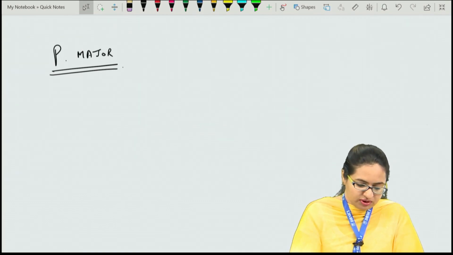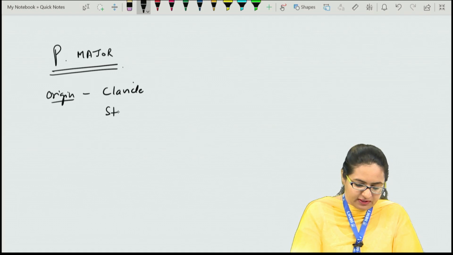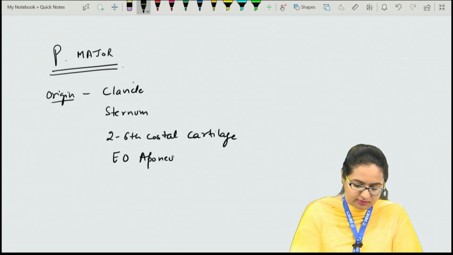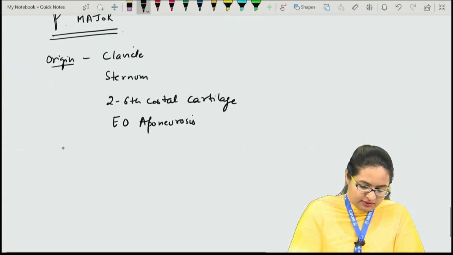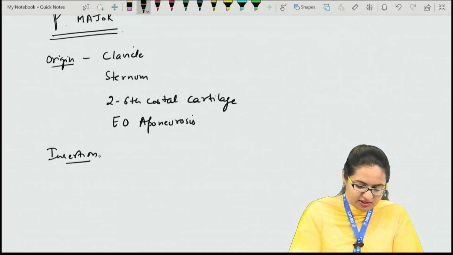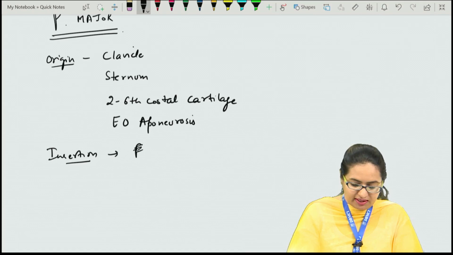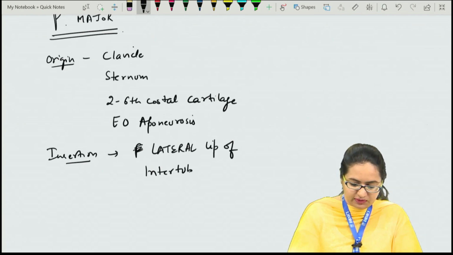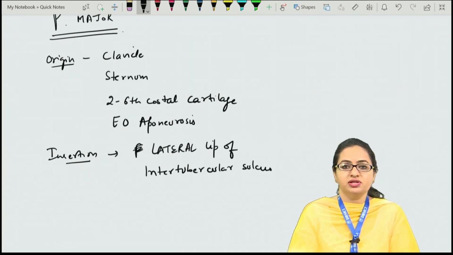When we talk about the insertion, for the origin we have just mentioned arising from the clavicle, then the sternum, 2nd to 6th costal cartilage and external oblique aponeurosis. For the insertion, the fibers go towards the lateral aspect and are attached to the intertubercular sulcus, specifically the lateral lip of the intertubercular sulcus. The intertubercular sulcus is also known as the bicipital groove.